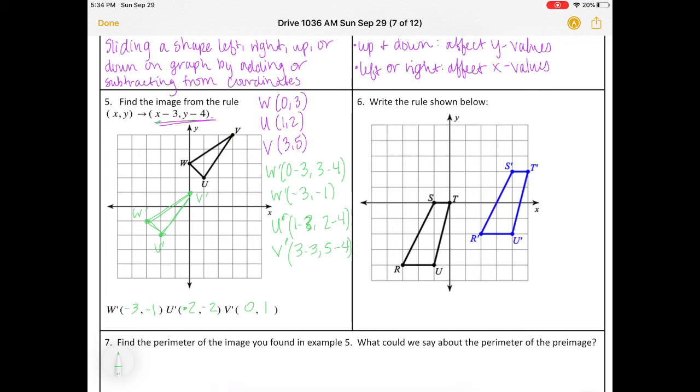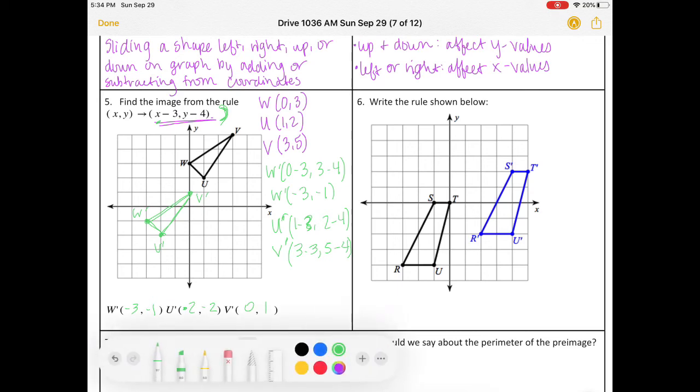All right, number 6, write the rules shown below. So here, they give you the shapes. They want you to tell the rule, which is what we had over here. Okay, that's what they're looking for when they say write the rule. So start off, look at your originals, okay, and just see what happens.